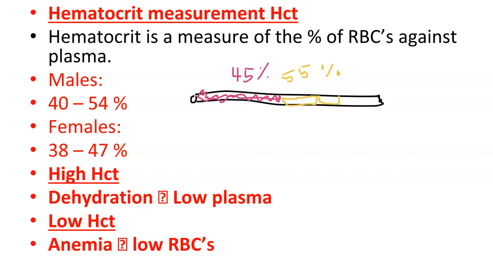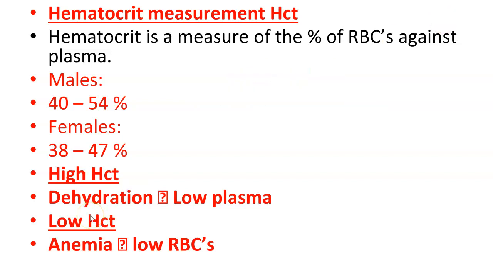A high hematocrit, meaning more blood cells than plasma, typically occurs when there is dehydration, because it is not a matter of more red blood cells, but just less fluid, which gives a higher percentage of red blood cells. Low hematocrit typically means anemia, or low red blood cell numbers due to perhaps something like bleeding. Okay. So you should know what a hematocrit is, have an idea of the normal hematocrit levels, and what a high hematocrit versus a low hematocrit represents.